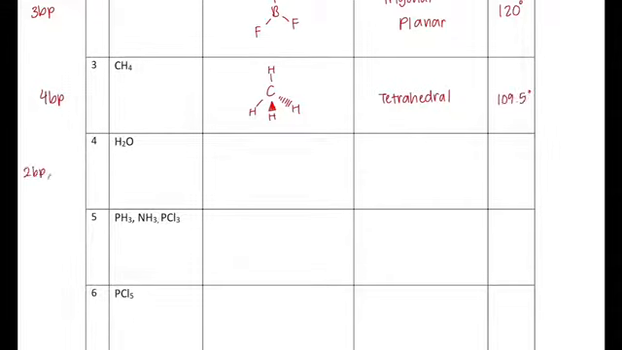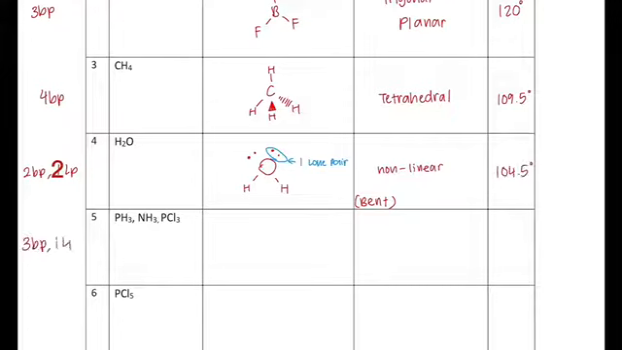There are variations of 4 bonding pairs. For example, you would see that the H2O molecule has 2 bonding pairs and 2 lone pairs. And the drawing would look like that, with each of the 2 dots representing 1 lone pair. This shape would be called nonlinear or bent, with a bond angle of 104.5 degrees.